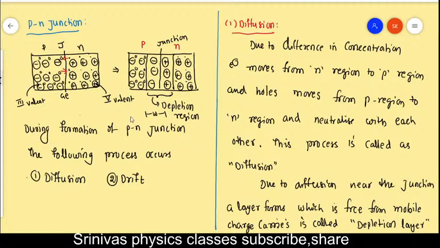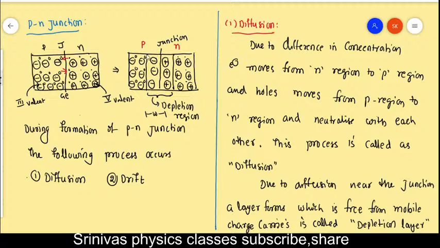Have you understood? Here the depletion layer is formed. The depletion layer does not allow further movement of electrons from n region to p region and holes from p region to n region, because when electrons try to move this side, the negative ions repel them. When holes try to go that side, these holes are positively charged and the positive ions repel them. That's why they are not allowed to cross the junction. This is how the depletion layer opposes the further movement of electrons.